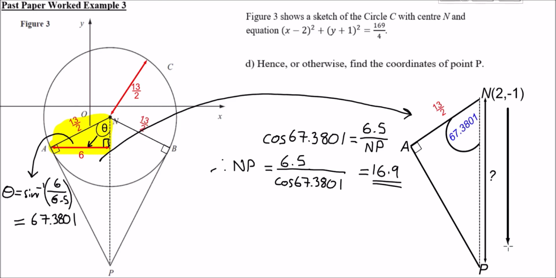And so if we were to go down 16.9 units, then P, the x-coordinate would be the same, it'd still be 2, but the y-coordinate would be 16.9 less than this. So minus 1 minus 16.9 is minus 17.9. So just to write it again, therefore P is going to be (2, -17.9).